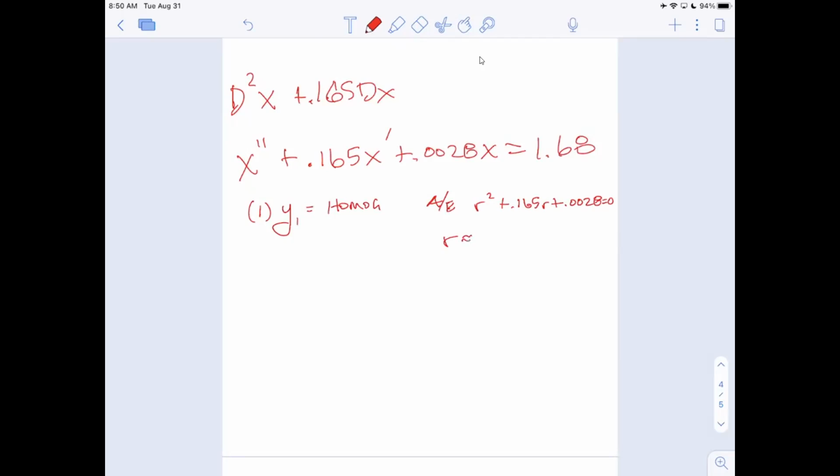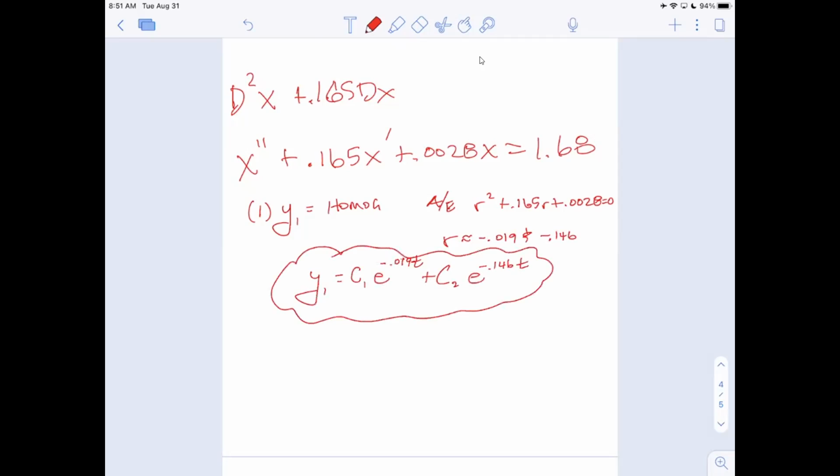So if I throw in 1 and 0.165 and 0.0028 into this, I got two values for r. r is approximately negative 0.019 and negative 0.1457. So I'll call it 0.146. And so x1 is equal to c1 e to one of those plus c2 times e to the other one of those. So there's part of my equation.